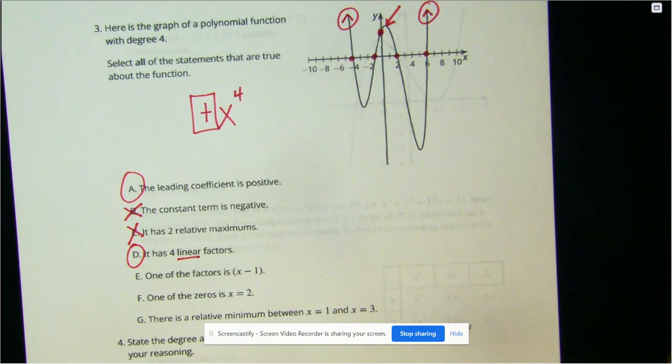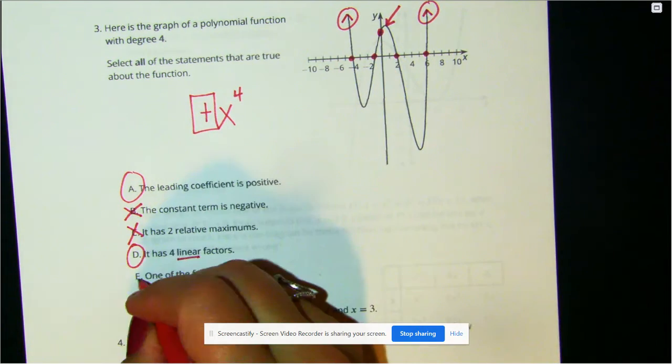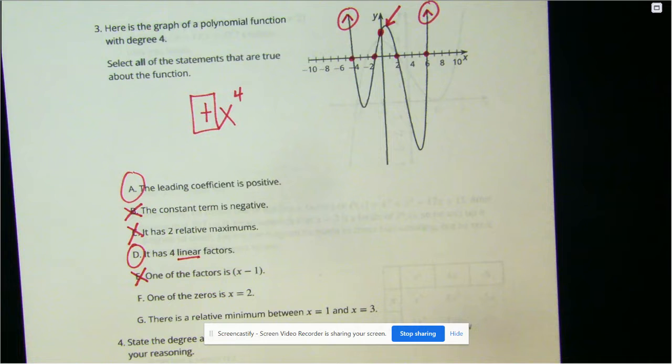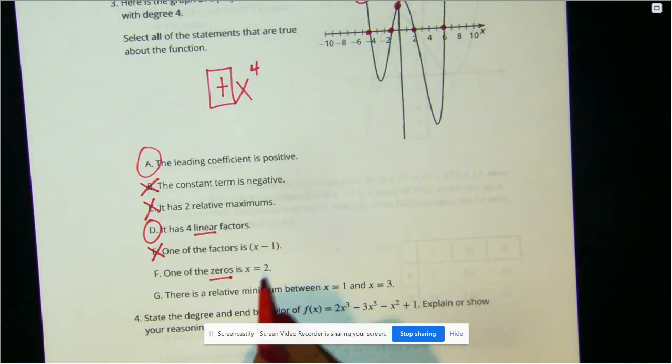One of the factors is x minus 1. If it touches at 1, then that would be true. Does it touch at positive 1? No. One of the zeros, that's another word. You can call them x-intercepts. You can call them horizontal intercepts. You can call them zeros. Is at x equals 2.